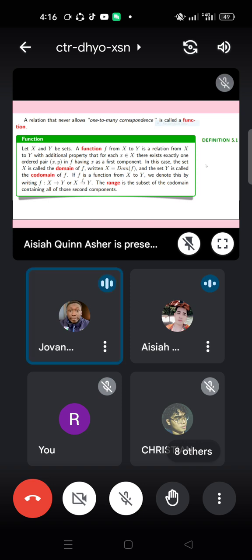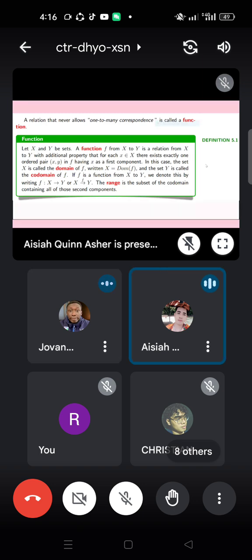No, your domain is X, and your codomain is Y. The set of all y in Y which has an image in X is called the range. So therefore the range is just a subset of the codomain. Okay, sir. Thank you, sir. So that is all about the definition 5.1.